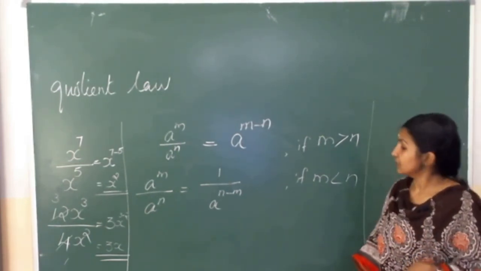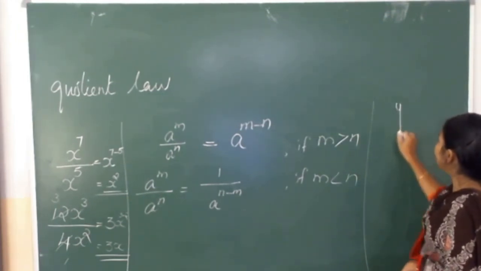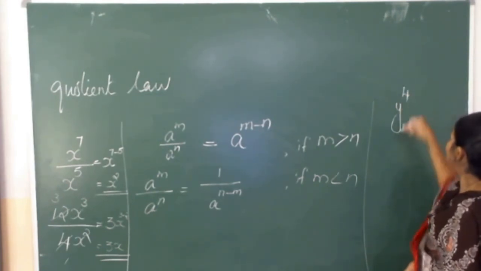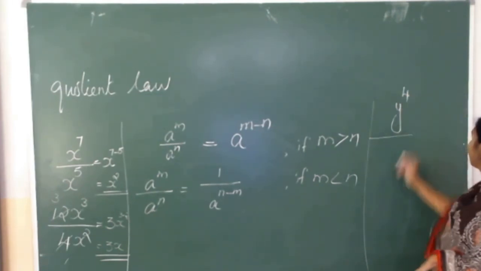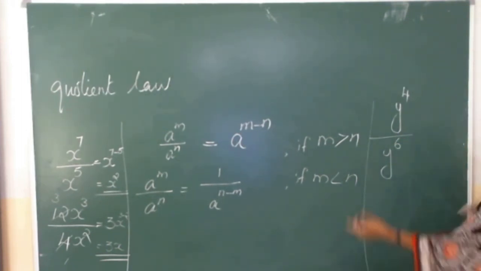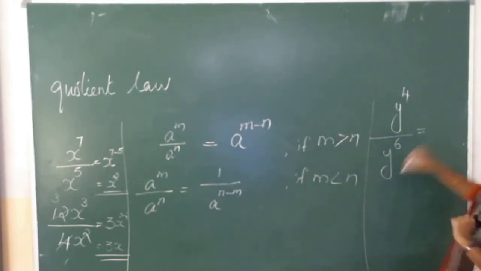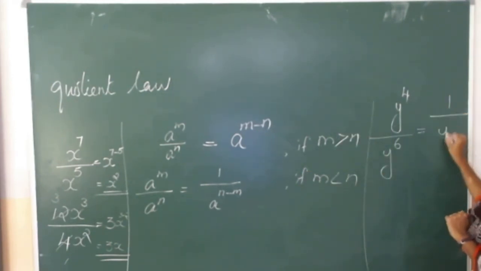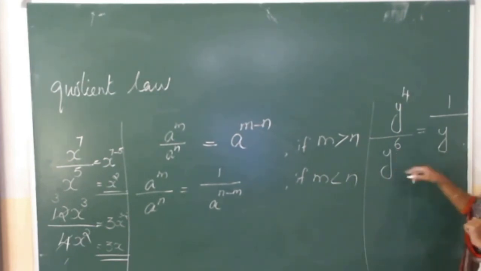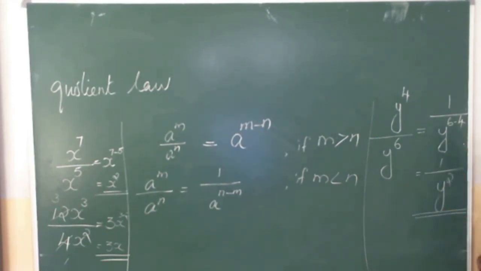In another case, if n is bigger, then how can we do? y raised to 4 by y raised to 6. Here which is the biggest one, 4 or 6? 6 is the biggest one. So how can we write? There is no numerator, only the numerator is 1. So 1 by y raised to, the number is 6 minus 4. 6 minus 4 is 2. 1 by y square is the answer.